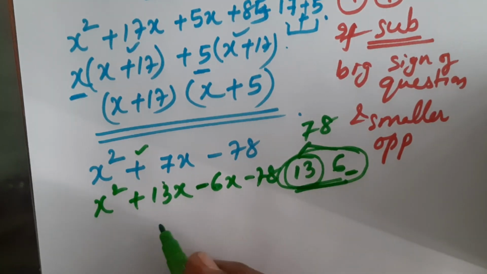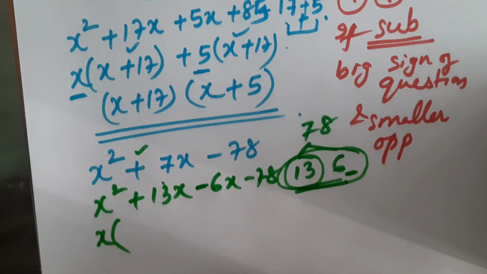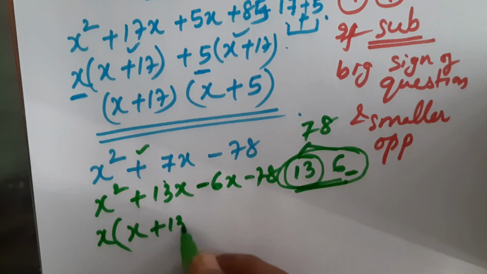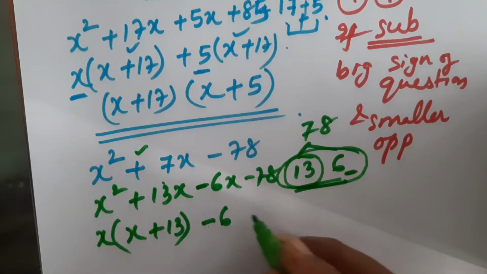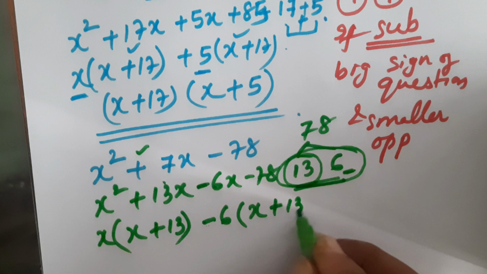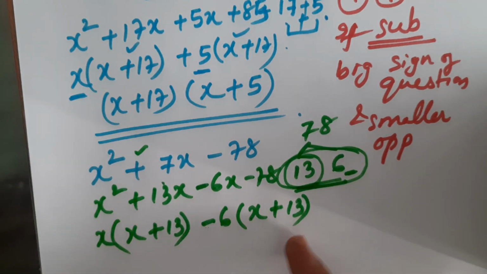Now let's choose the common. Here x is there, so we take x common, and we are left with x plus 13. Now here minus 6 is there, again we are left with x plus 13. I told you the same bracket is to be repeated. You do not need to think more, just repeat the same bracket.